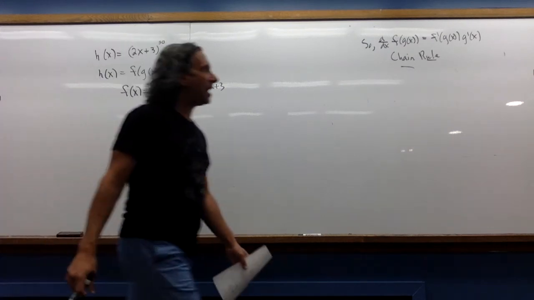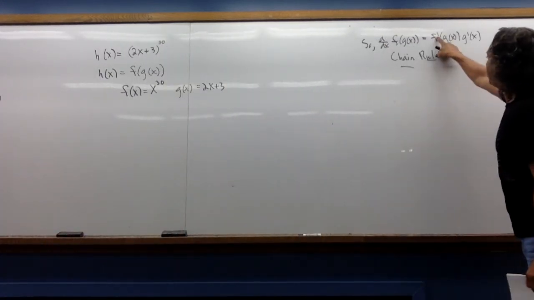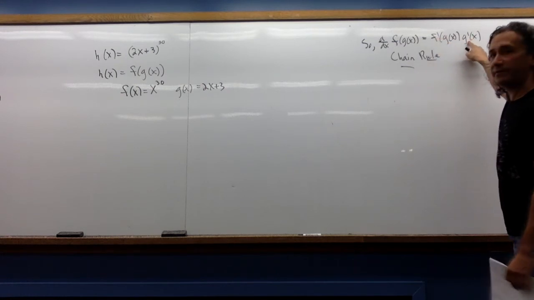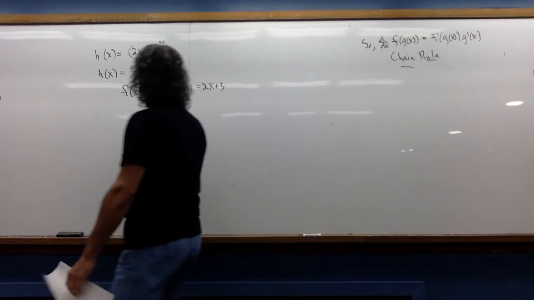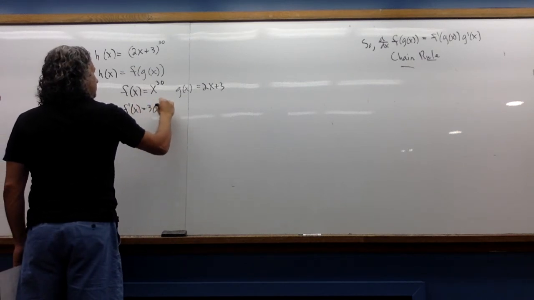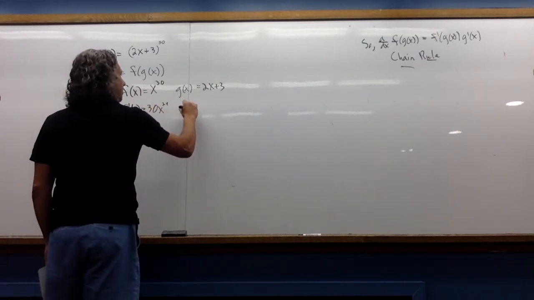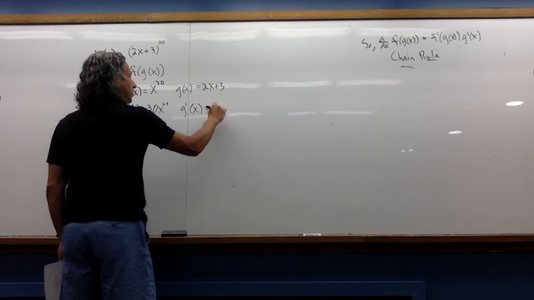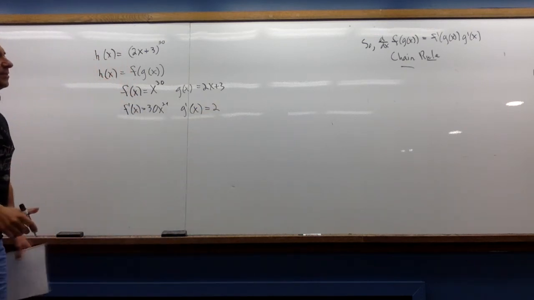Well, hopefully you gave it a shot. Looks like I need the derivative of f, and I need the derivative of g. So let's see, f prime of x is 30x to the 29th. g prime of x is 2. And then let me plug these values in.